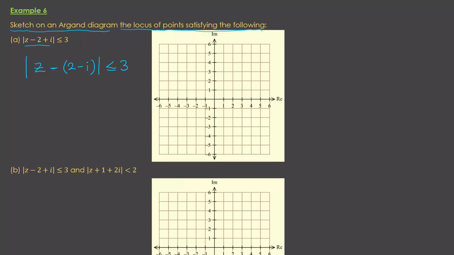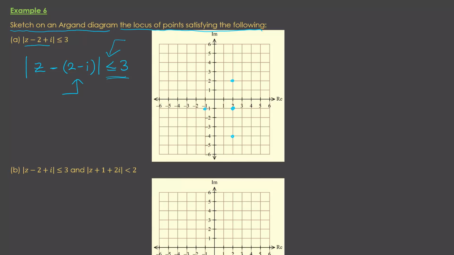Now I like to write it like this because that means that this is the center. So the center is at 2, -1, just here. We know that this is going to be a radius of 3. The fact that this is less than or equal to means we draw it with a solid boundary. So let's mark on some points that have a distance of 3 from that center.